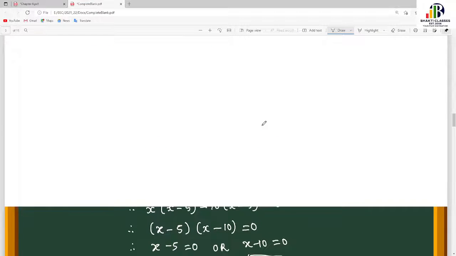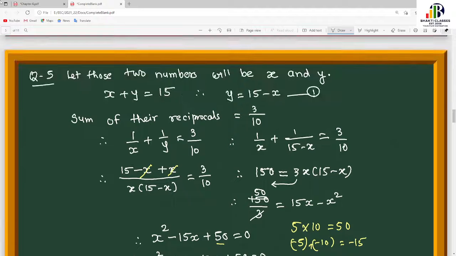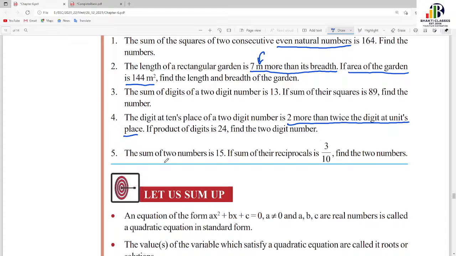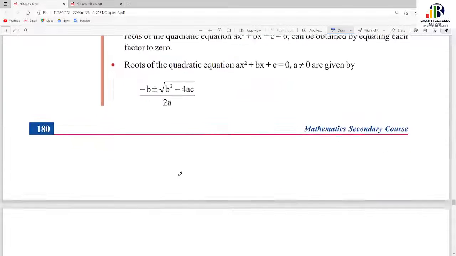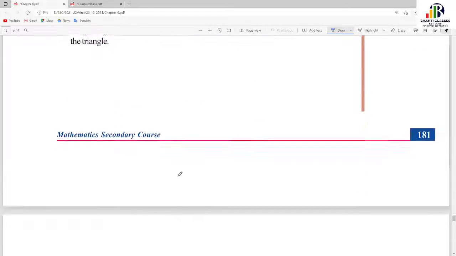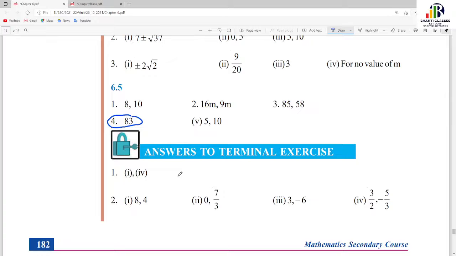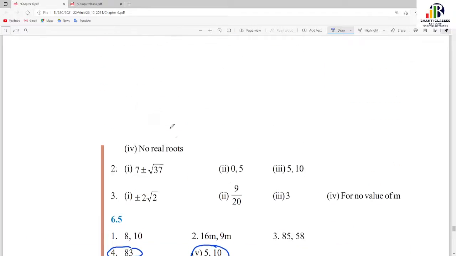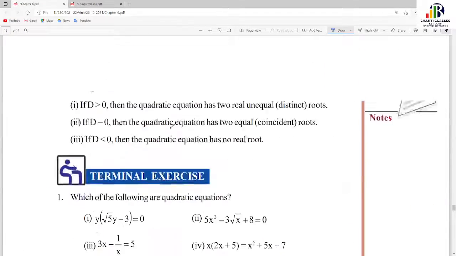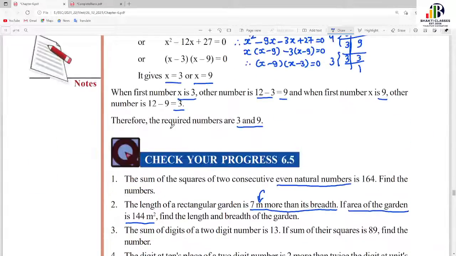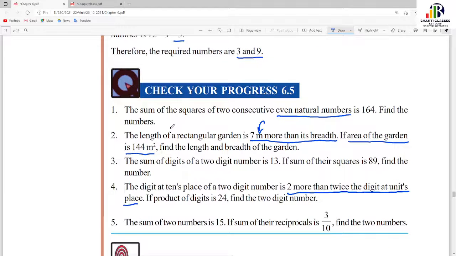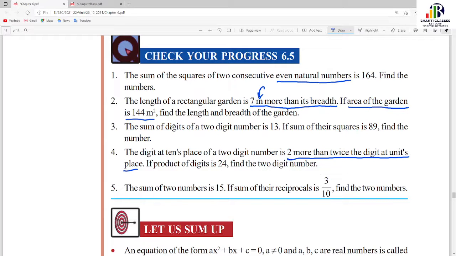This was question number 5 of the self practice. Let us see whether it is correct or not. Question number 5, yes, 5 and 10, we are correct. This is the answer. So we have done check your progress exercise 6.5.